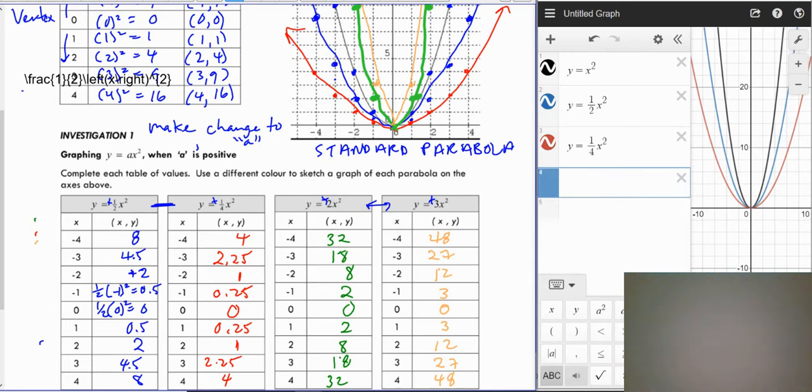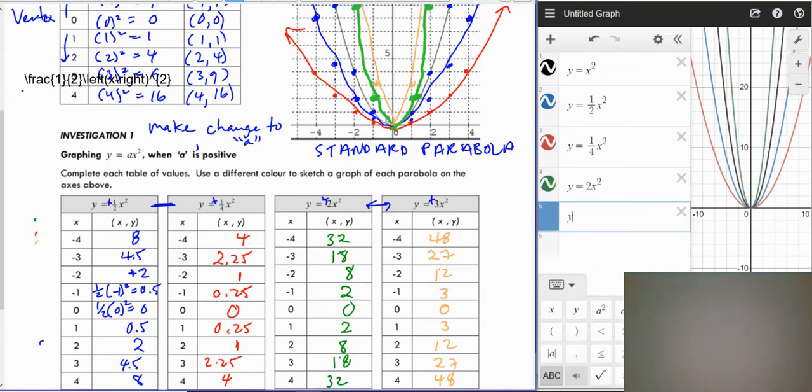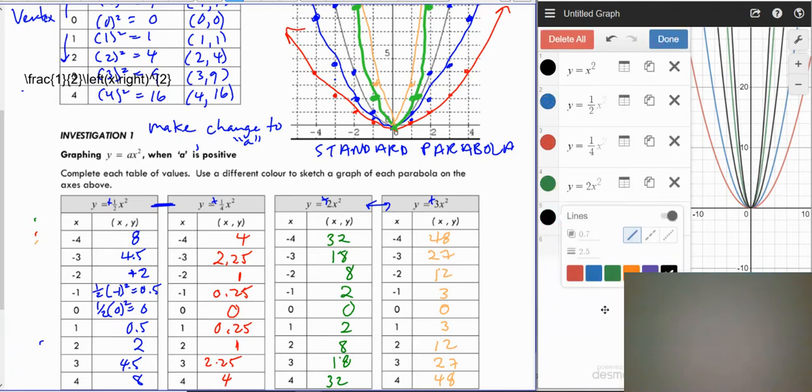Let's keep going now on the more narrow side. Now we have 2x squared. And we used green for that. All right, y equals 3x squared. And we used yellow for that. Not red, yellow or orange.